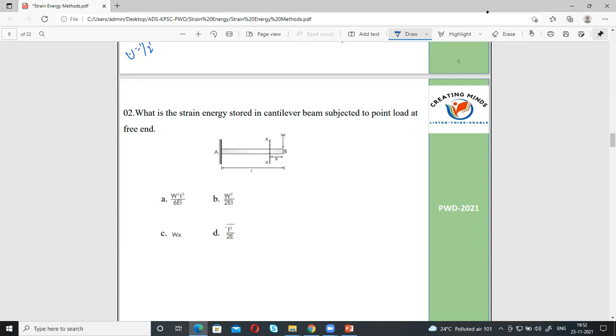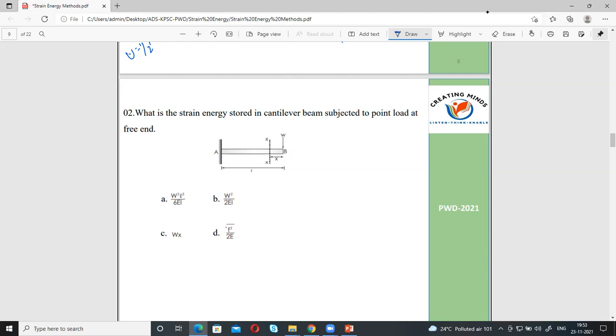What is the strain energy stored in a cantilever beam subjected to a point load? Very simple question. Try to solve this. I have shown how to solve all these things. Any idea? Option A. Others? Option B, sir, but it should be WL square, sir. It's only W square. What is the equation?